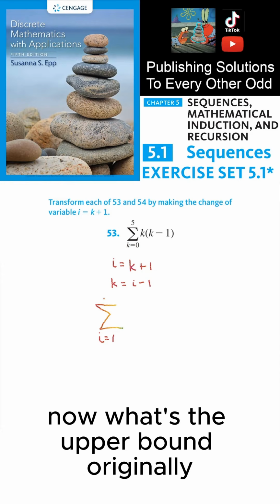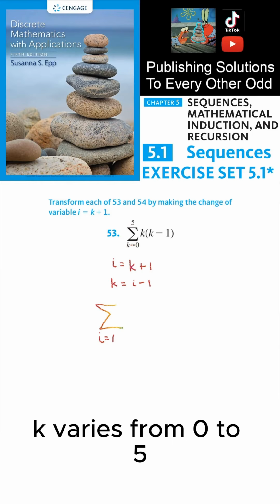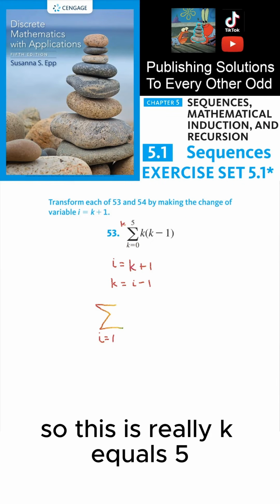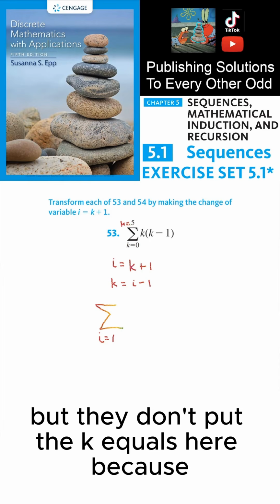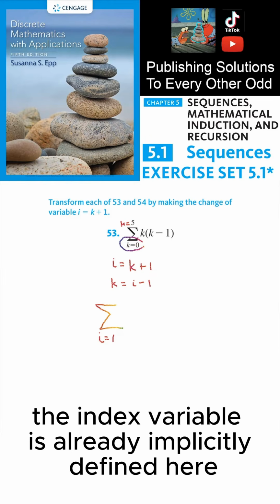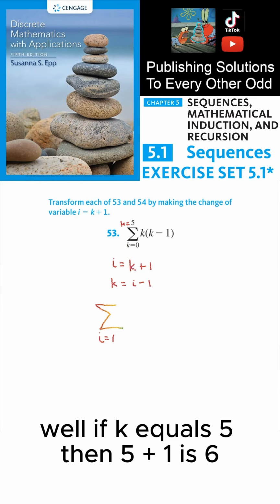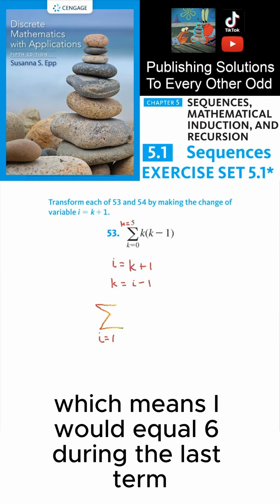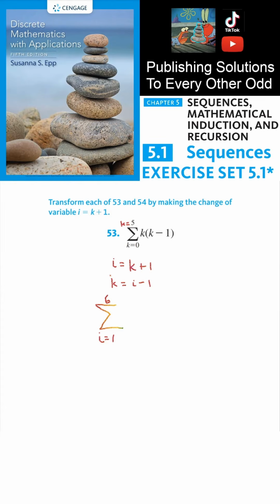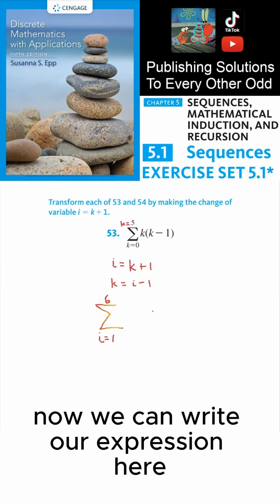Now what's the upper bound? Originally, k varies from 0 to 5. So this is really k equals 5. But they don't put the k equals here because the index variable is already implicitly defined here. Well, if k equals 5, then 5 plus 1 is 6, which means I would equal 6 during the last term.